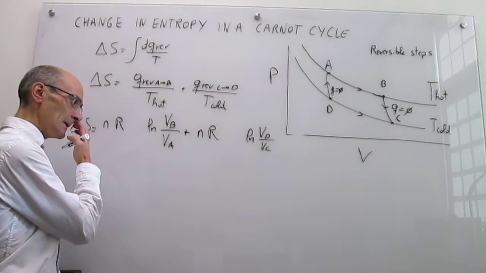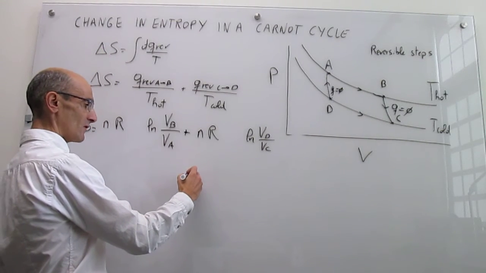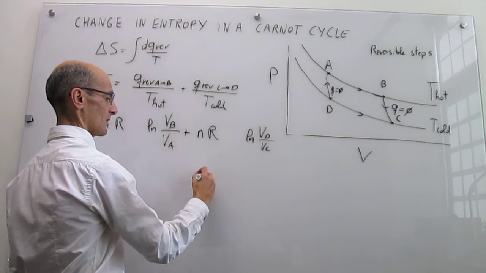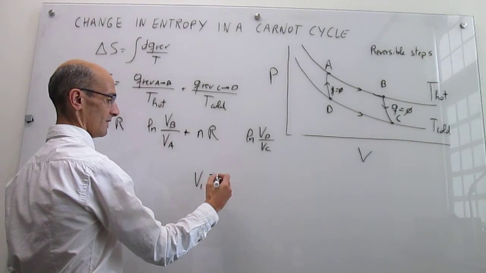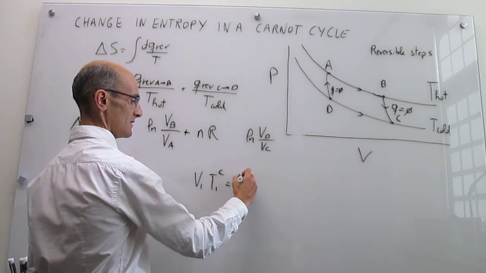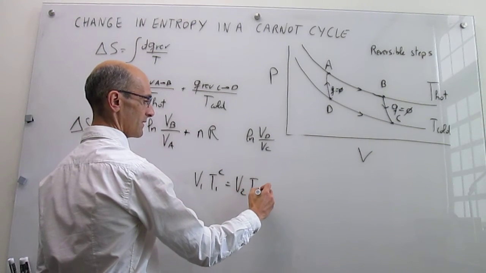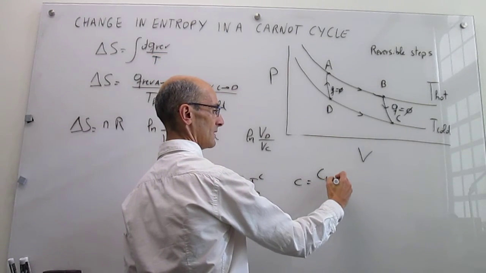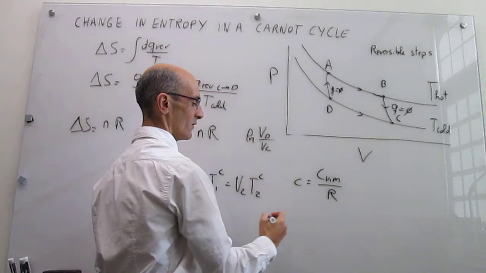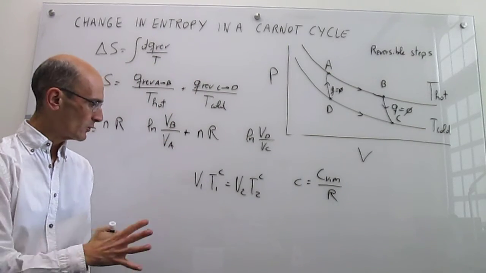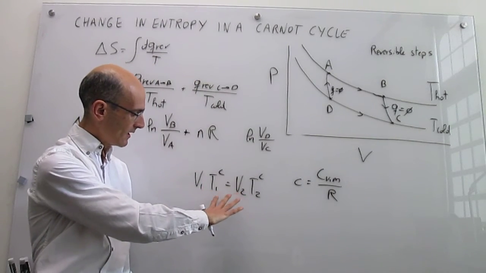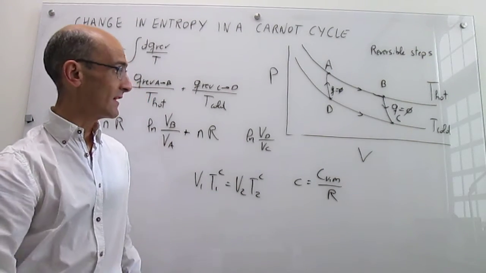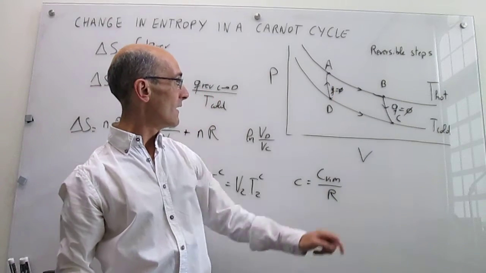what we'll remember is that the relationship between temperatures and volumes in an adiabatic expansion was the initial volume multiplied by the initial temperature to a power C is equal to the final volume multiplied by the final temperature to the power C. And this power C is just the ratio of the heat capacity at constant volume per mole divided by R. Okay? All right, so what we're going to do is use this relationship between initial volumes and temperatures and final volumes and temperatures for both of the adiabatic steps, B to C, and then D to A.